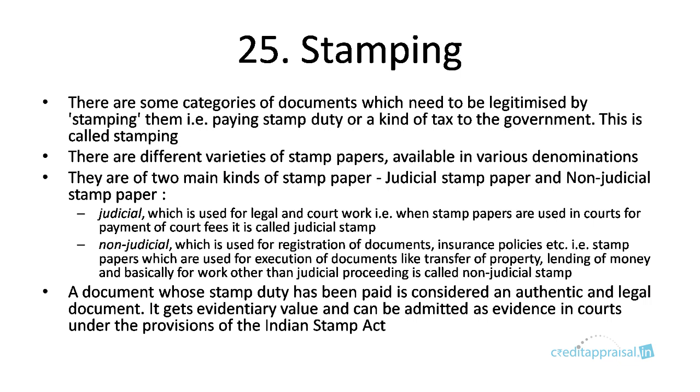Regarding the types of stamp papers, basically there are two major types: judicial stamp paper and non-judicial stamp paper. Judicial stamp paper is used for legal and court work. So when stamp papers are used in the course of payment of court fees, it's called judicial stamp paper. Non-judicial stamp paper is used for registration of documents. These are the stamp papers we usually deal with for registration of documents, insurance policies, etc. Right?